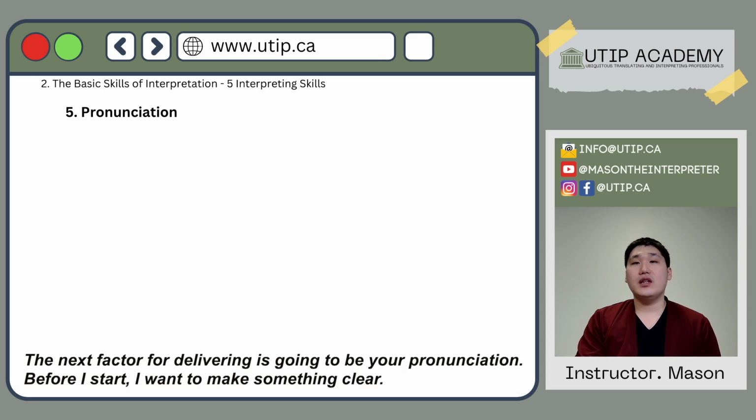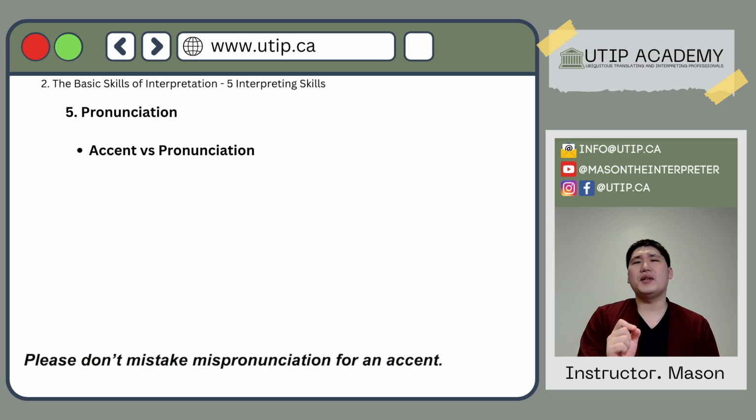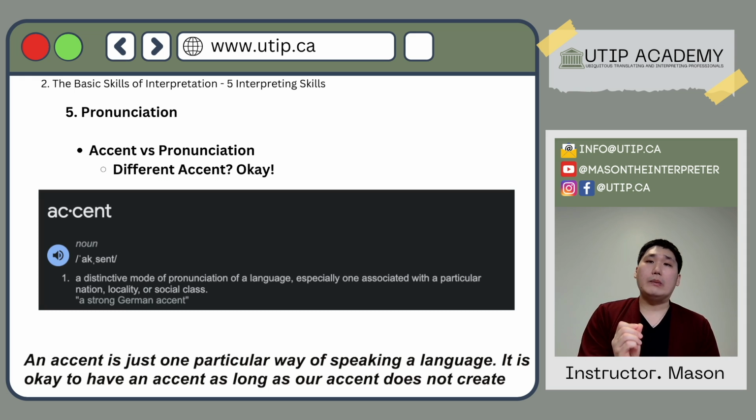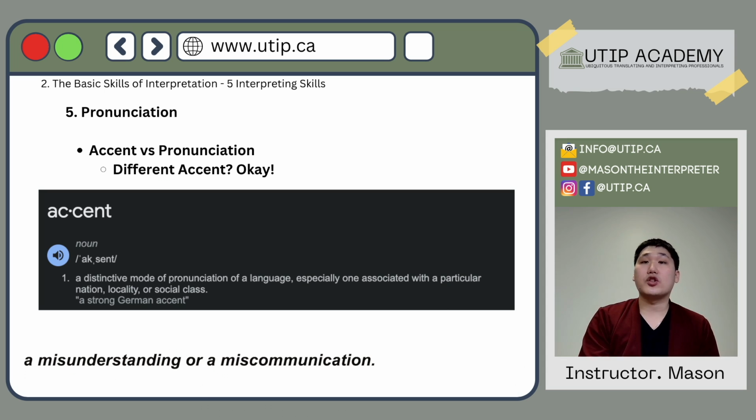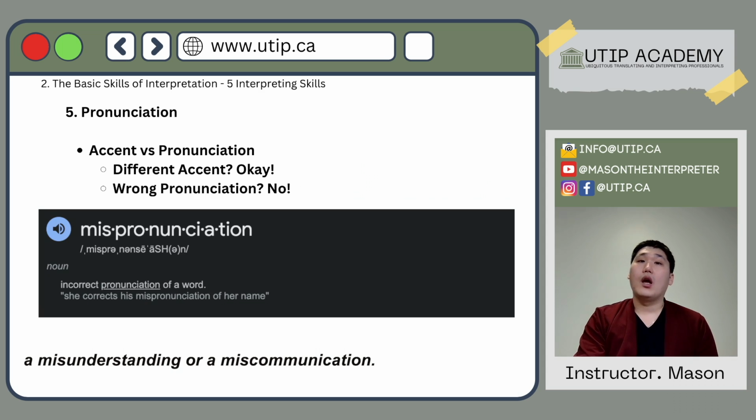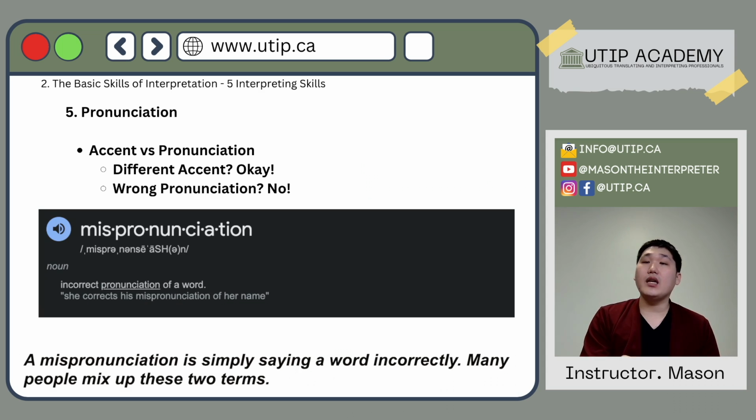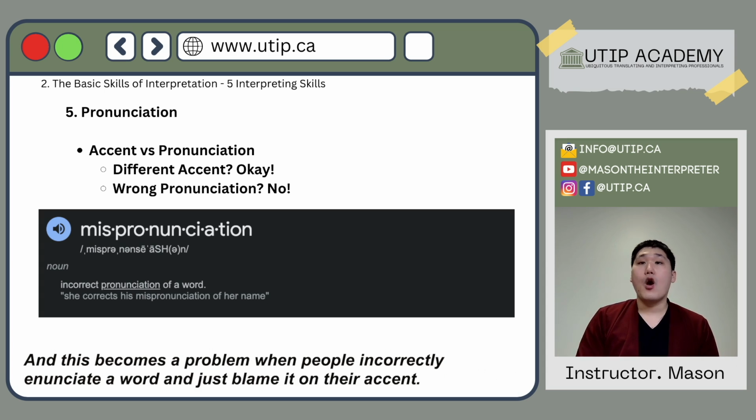The next factor for delivering is going to be your pronunciation. Before I start, I want to make something clear. Please don't mistake mispronunciation for an accent. An accent is just one particular way of speaking a language. It is okay to have an accent as long as our accent does not create a misunderstanding or a miscommunication. A mispronunciation is simply saying a word incorrectly. Many people mix up these two terms, and this becomes a problem when people incorrectly enunciate a word and just blame it on their accent.